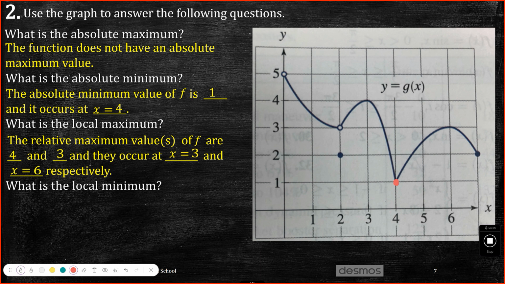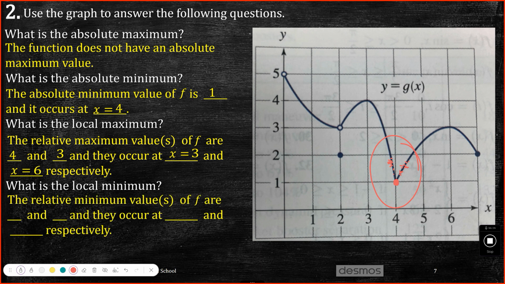Is it a local minimum? It's also a local minimum. So around its neighborhood, it is lower than the points here. So locally, it's a local minimum and it's an absolute minimum. So we would say that the local minimum values would be 2 and 1. So the relative minimum values of f are 2 and 1, and they occur at x equal to 2 and x equal to 4.